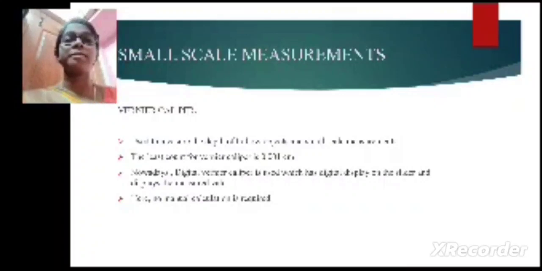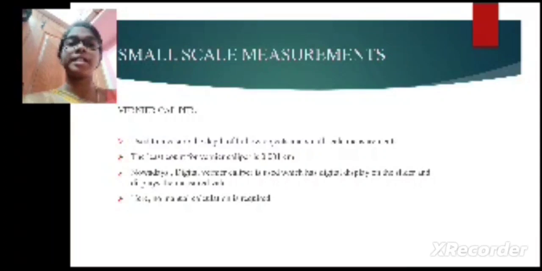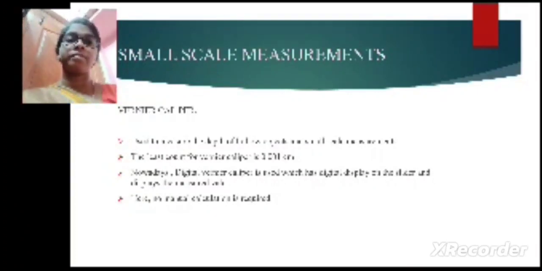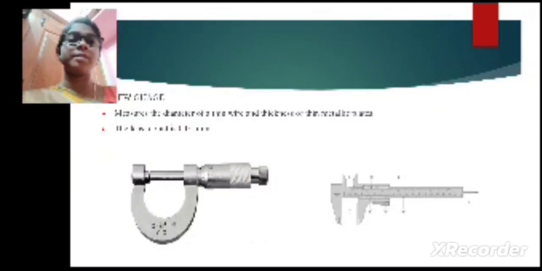Then small scale measurements. For measuring small scales, we use some instruments. One example is the vernier caliper. The vernier caliper is used to measure the depth of hollow objects and for small scale measurements. The least count of the vernier caliper is 0.001 centimeter. Nowadays we use the digital vernier caliper, which has a digital display on the slider and displays the measured value. So we need not calculate errors or do manual calculations. Here no manual calculation is required.